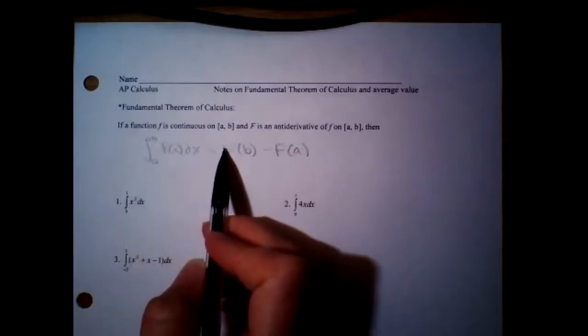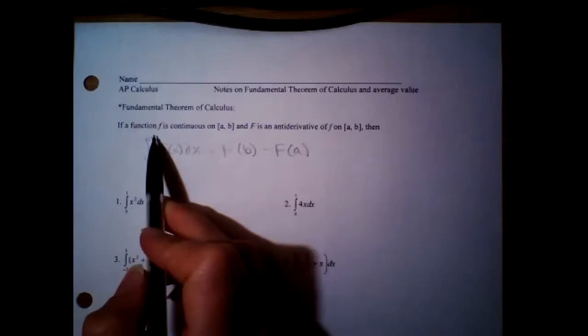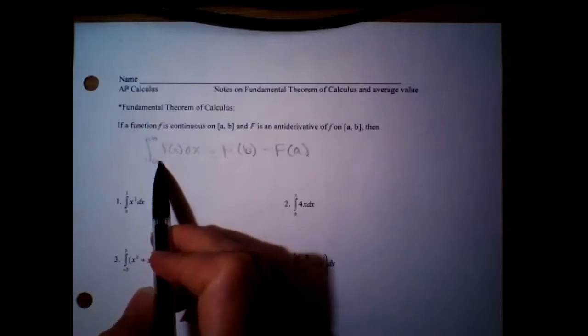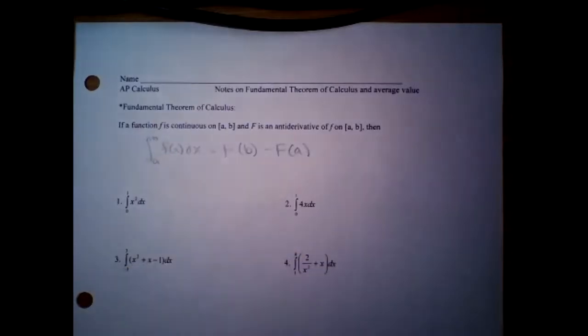So you do the antiderivative, that's the capital F, and it's upper boundary minus lower boundary. Which makes sense. If you're trying to get the area in between, you do the upper minus lower, and that's going to give you the area in between. So you do an antiderivative, and then it is upper boundary minus lower boundary.